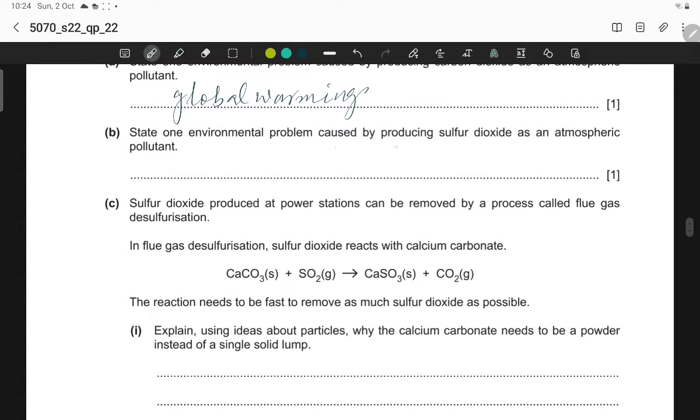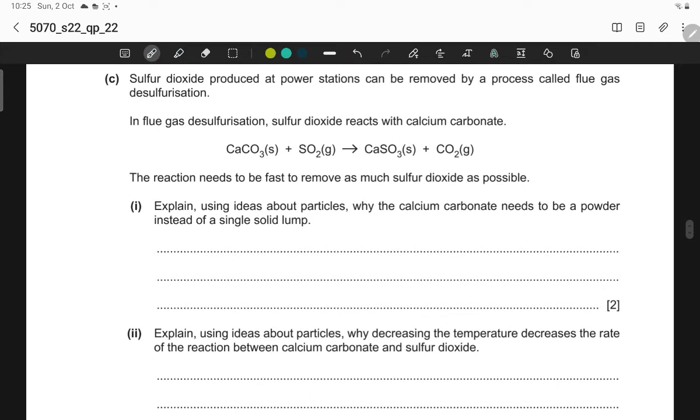State one environmental problem caused by producing sulfur dioxide as an atmospheric pollutant. Sulfur dioxide is an acidic gas; when dissolved in water it forms acid rain. So the problem is acid rain, because sulfur dioxide dissolved in water forms H2SO3, acid rain.